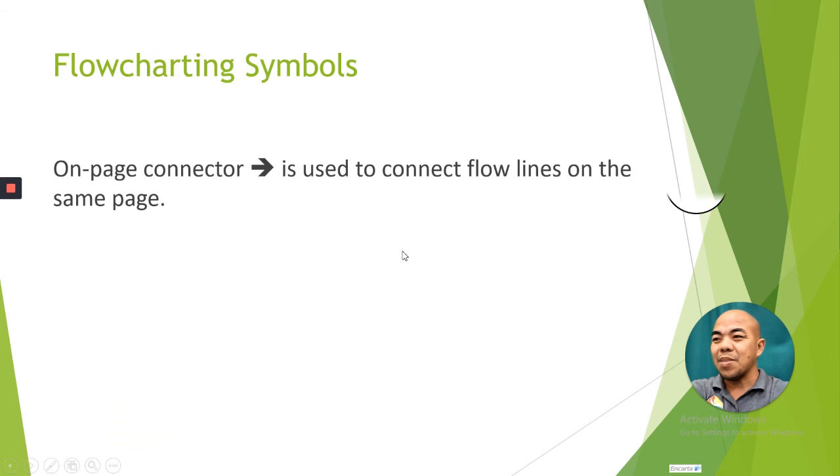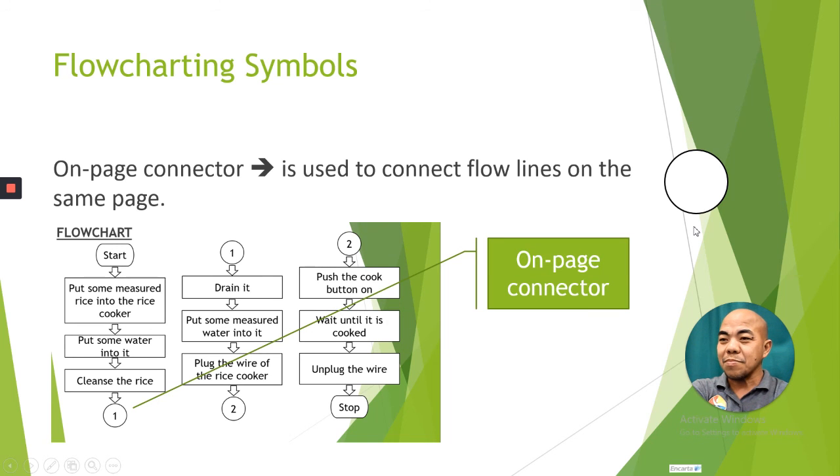Another one is the on-page connector. Okay, it is used to connect flow lines on the same page. It is represented by a symbol of a circle. Example, once you have a series of flowcharts all located in the same page, then you're going to use the on-page connector to connect this flow. Example here, we have a set of flow here, and then another set of flow, another set of flow here. All of these flows are connected with each other. So to connect this, we have to use the on-page connector.